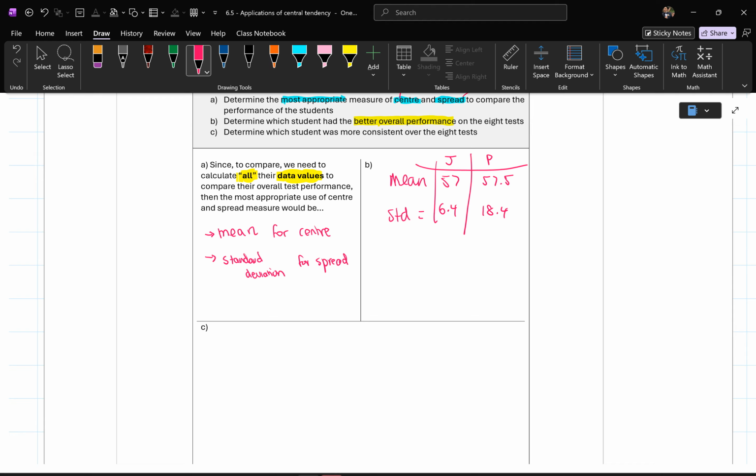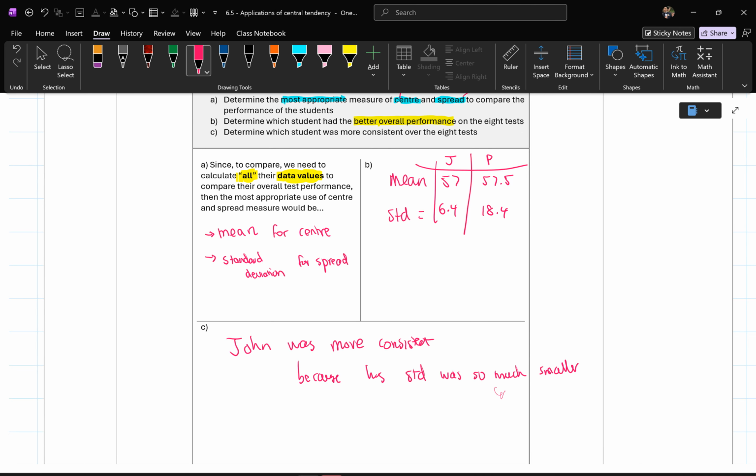So here you can say which student was more consistent over the 8 tests. It had to be John. John was more consistent because his standard deviation was so much smaller. And hopefully in this one exercise, in this one example, you're understanding what standard deviation does. It's the measure away from your average. The larger the standard deviation, the more variability there is.